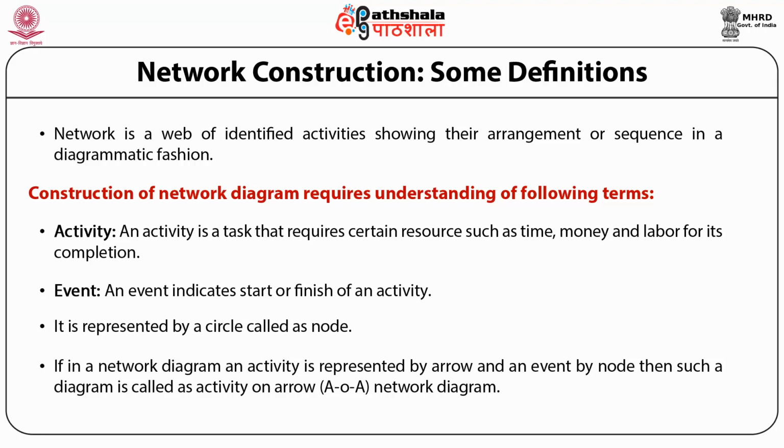Whereas if in a network diagram an activity is represented by a node and an event by an arrow, then such a diagram is called an activity on node, AON, network diagram.